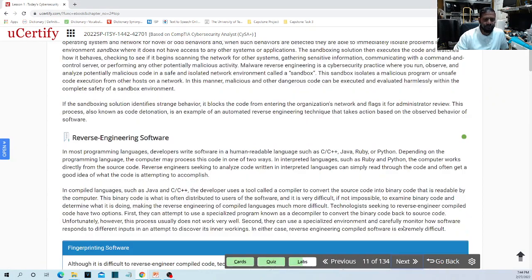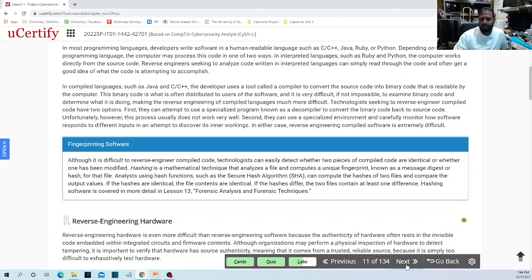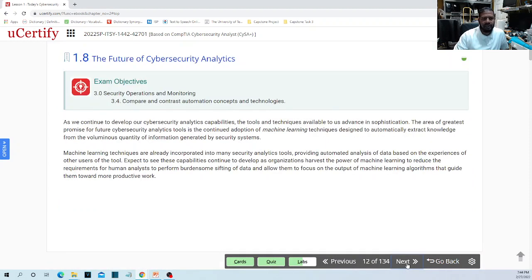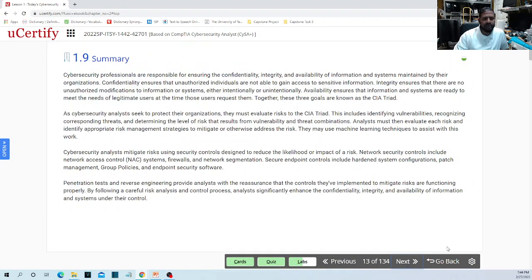So now we're probably at the end of the chapter. So let's go next. And exam objectives. Okay, summary. Okay, so good. That was your chapter one.